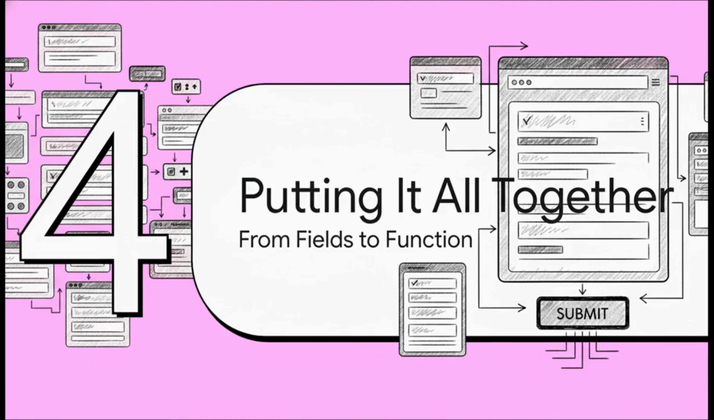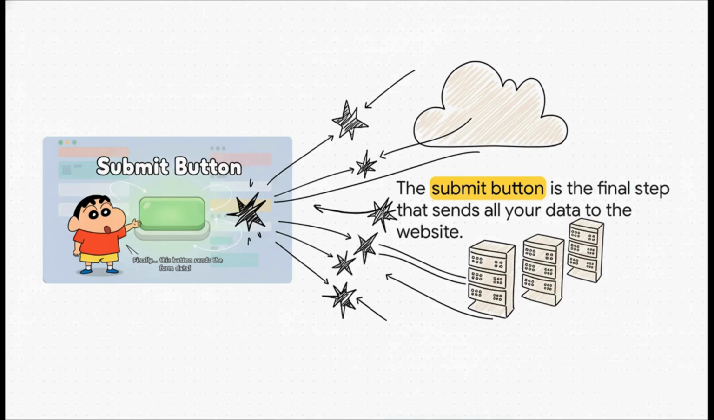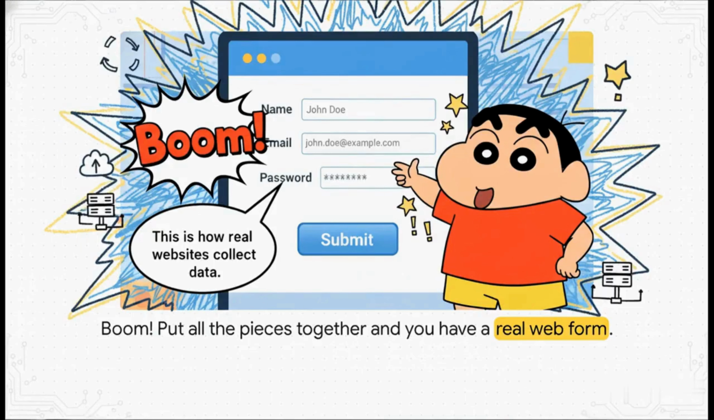Okay, so we've seen all the individual pieces, all the building blocks. Now for the fun part. Let's see how they all come together to create a real, working form that can actually do something. And here it is, the grand finale of every form, the submit button. After you've filled everything out, this is the magic button. You click it, and it gathers up all that data and sends it off to the website to do its thing. And boom, there you have it. You put a text input for a name, an email input, a password input, and that all-important submit button together, and what do you get? You get the blueprint for pretty much every single login and sign-up form on the entire internet.